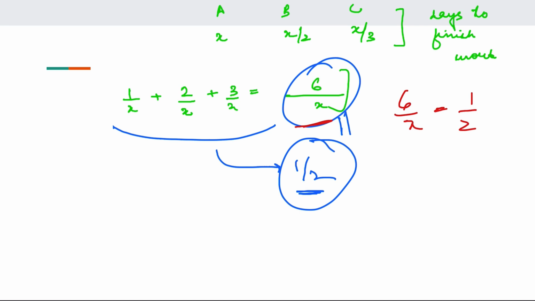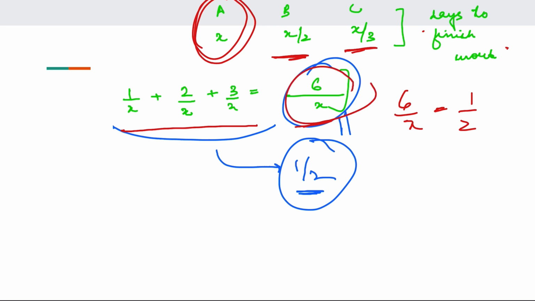It's very simple. Let me explain once again so that you people aren't confused. I suppose that A is X. That is, A takes X number of days to complete the work respectively. Alright, so B is taking x by 2 and C is taking what? X by 3 days to finish the work. Alright, so 1 by x plus 2 by x plus 3 by x is going to be 6 by x.